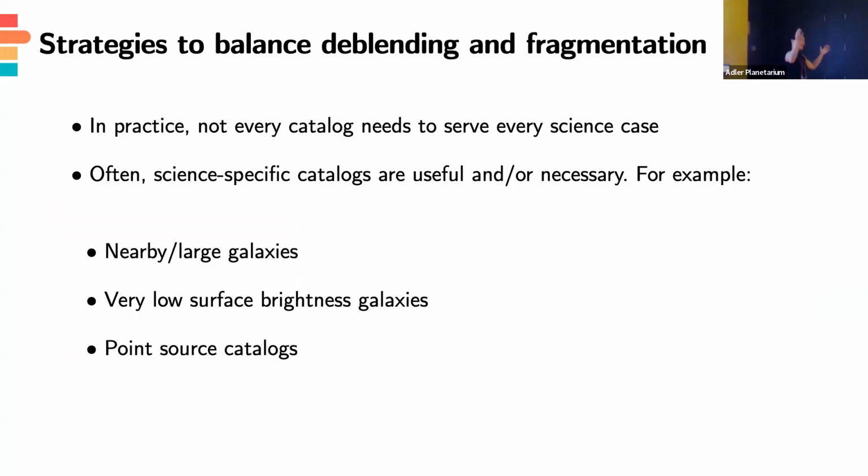where we have this great single catalog that can do everything for everybody's science. And in practice, not every catalog needs to serve every science case. And often science-specific catalogs are useful or completely necessary. So for example, nearby and large galaxies will often receive their own photometric catalogs. This can be something like the NASA Sloan Atlas, which is back with SDSS that some of you may have worked with. And this is to prevent these very large nearby galaxies from being fragmented.